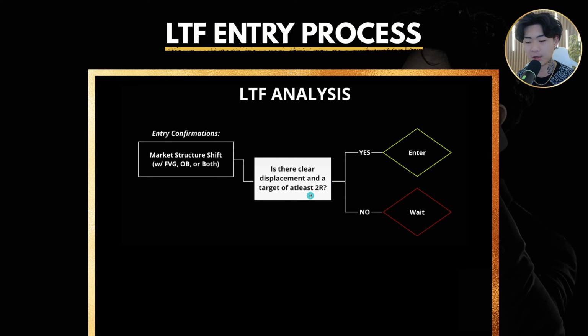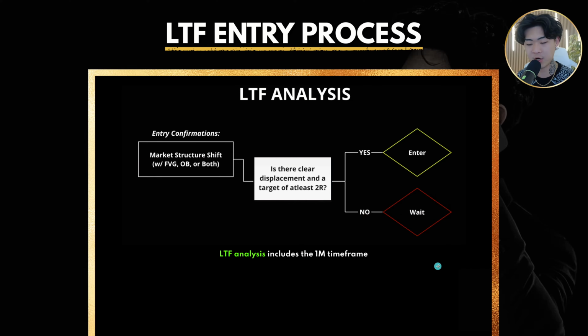Because as we've already covered, for a proper market structure shift, you do need a displacement. You need a strong directional move with high velocity in your specific direction. So if you got that, if it measures at least a 2R to your first target, which we also talked about, then you have yourself a trade. So if yes, then you can enter. If no, then you need to wait for more price action.